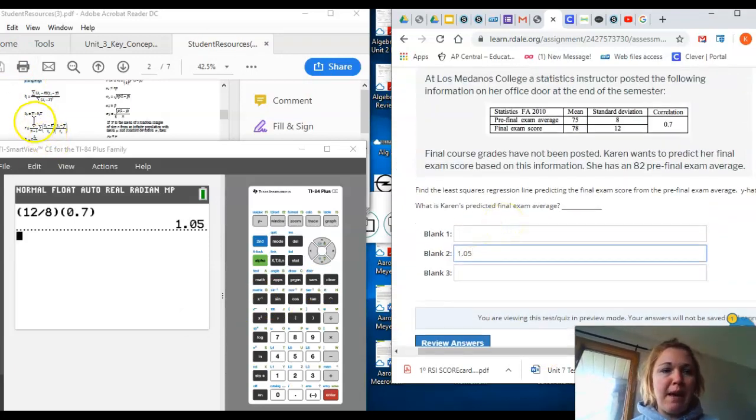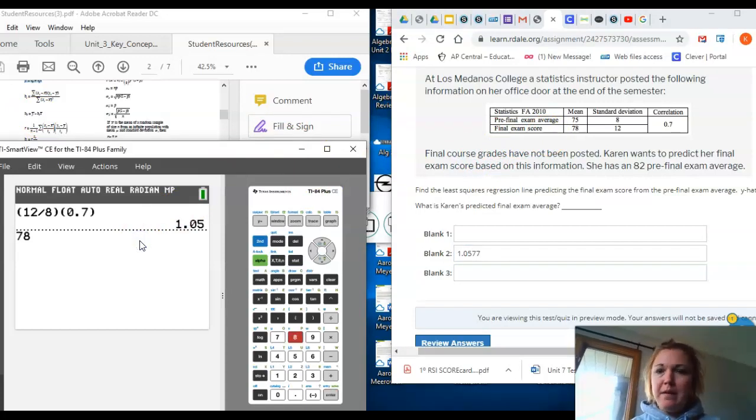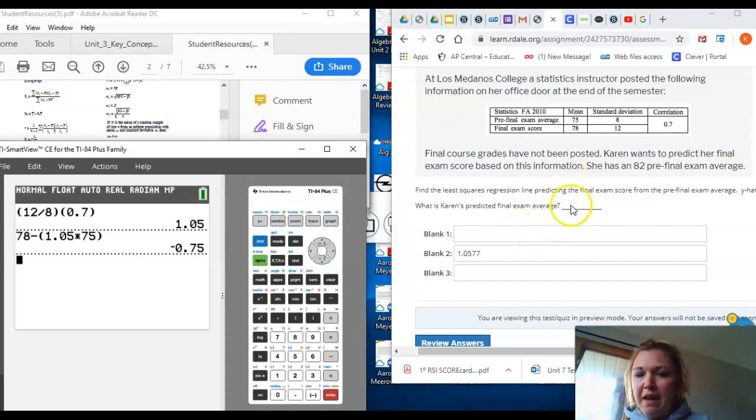Okay, so where am I at? b sub 0 is equal to y bar, so the mean of y, so 78, minus b sub 1, so that's 1.05, times the mean of x. And the mean of x is 75. And that's negative 0.75.